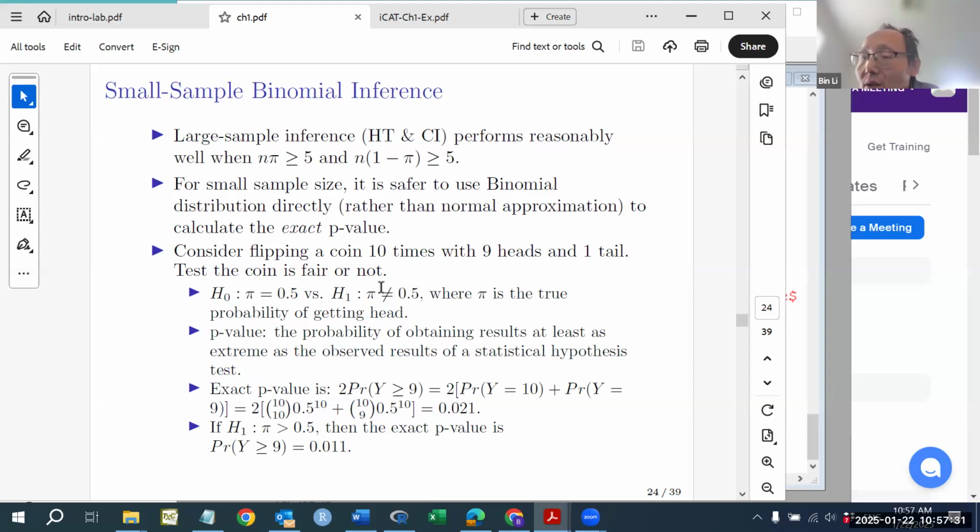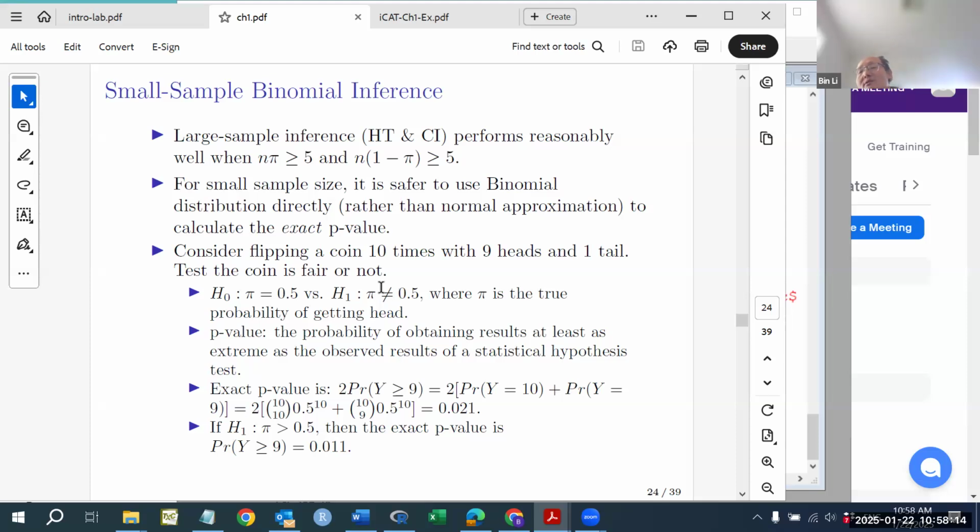So the p-value is a probability, right? But is that probability under the null hypothesis being true or under the alternative hypothesis being true? It is the probability under the null hypothesis being true. So given the null hypothesis is true, it is the probability of observing what we got from the data, or even more extreme. That is the definition of the p-value.